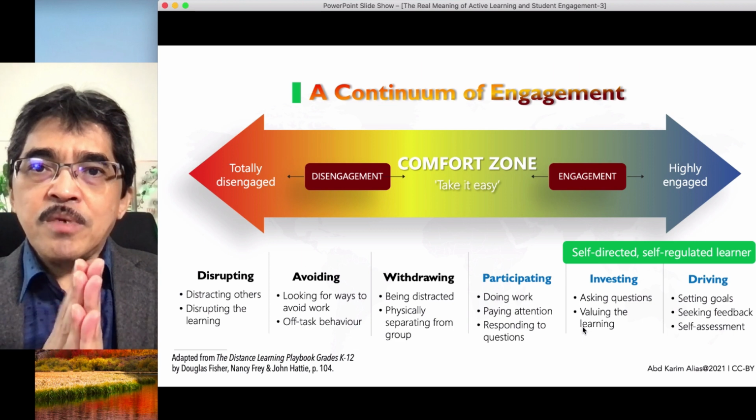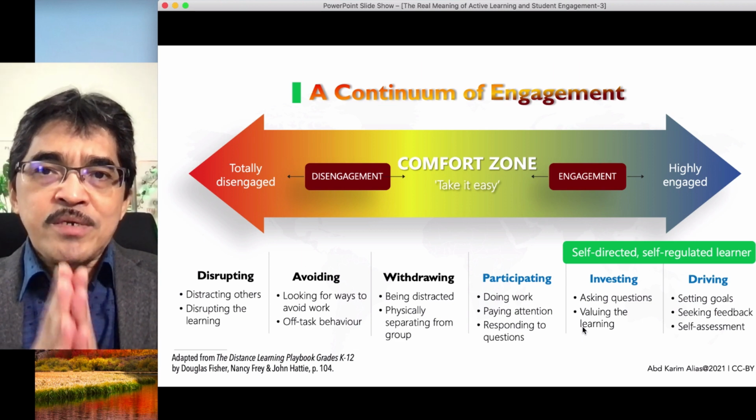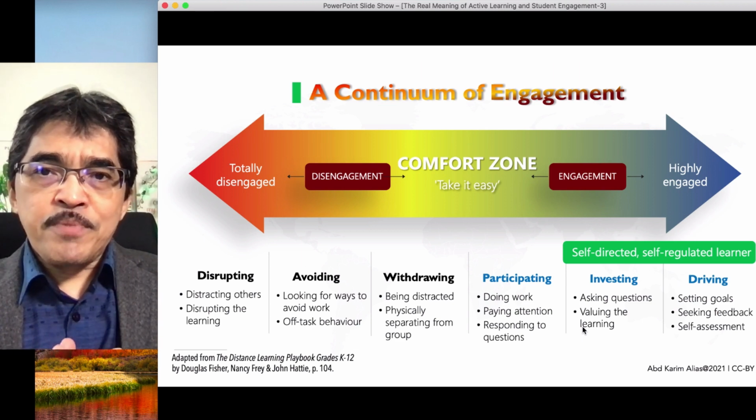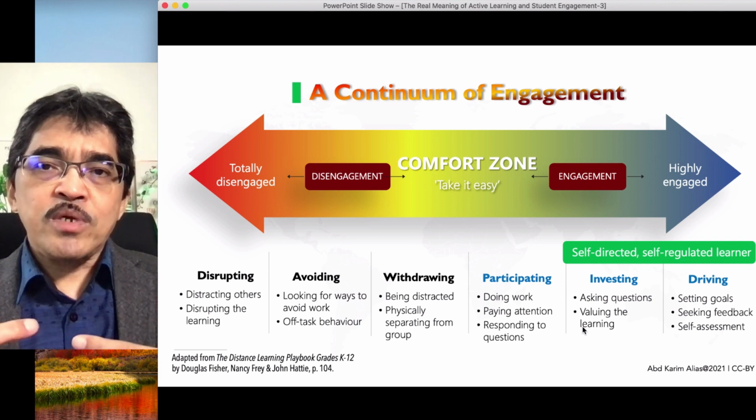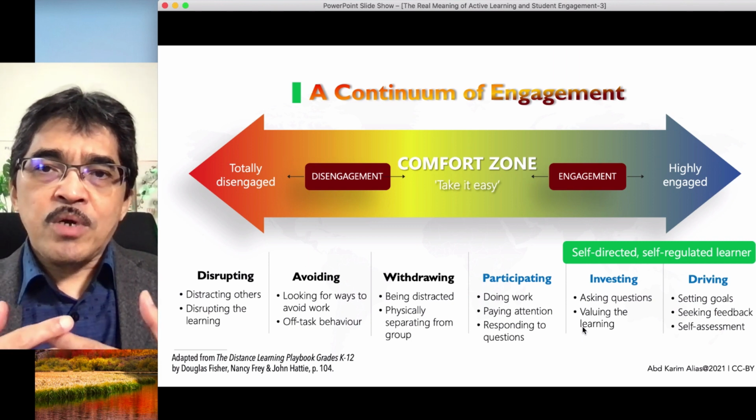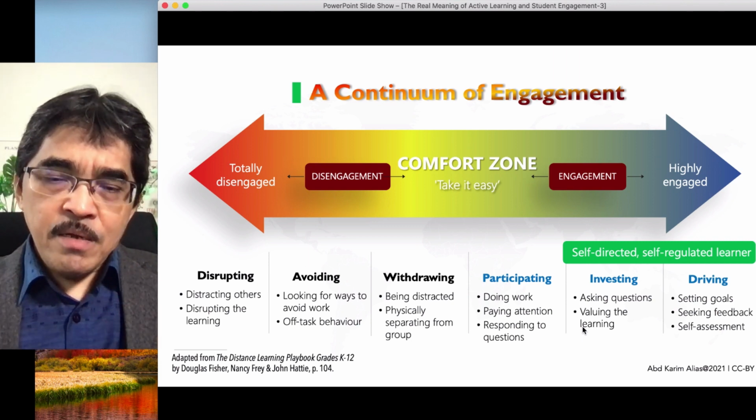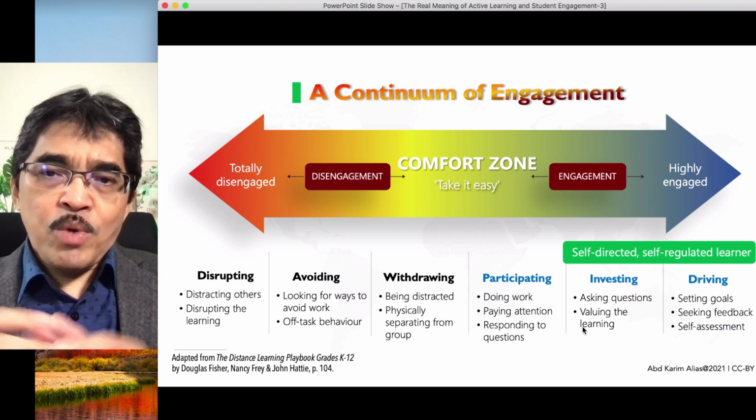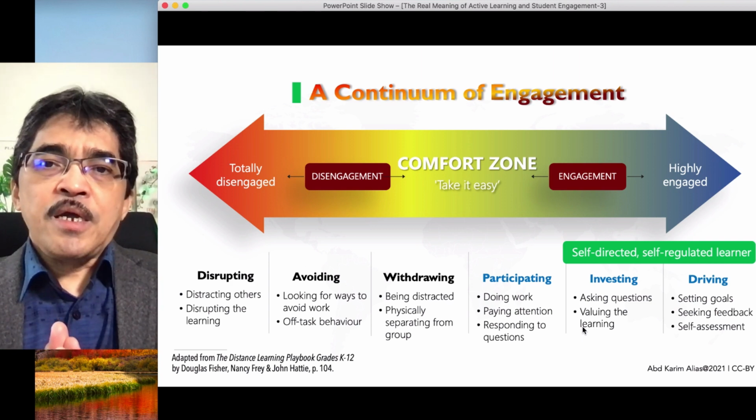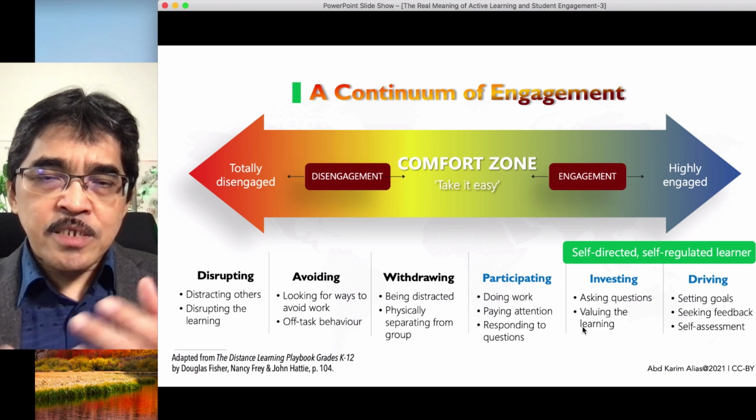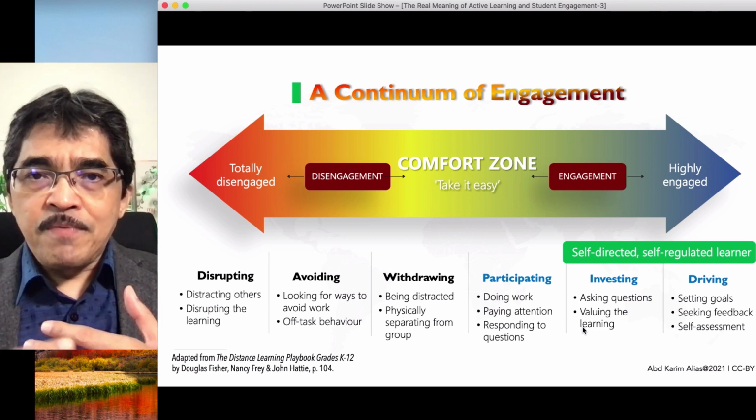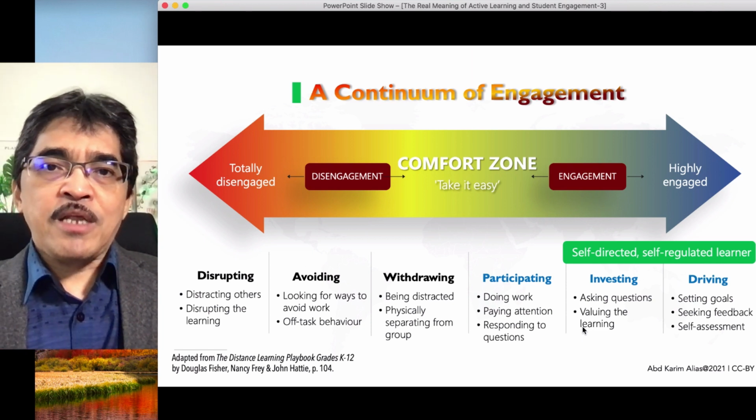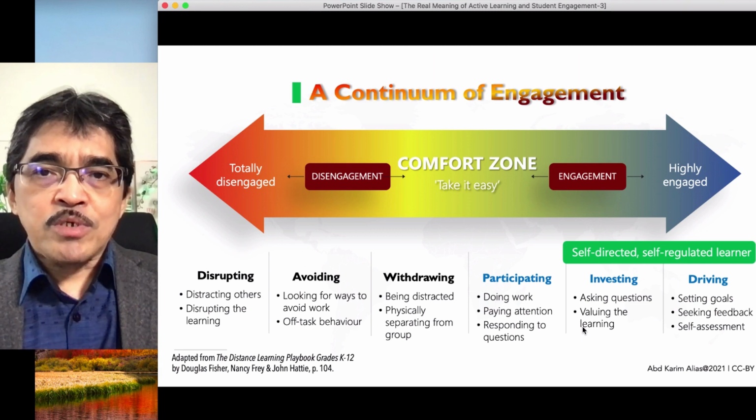So that's all for now, a continuum of engagement, to understand how we approach and get students to engage in our classroom. And once we have understood this, it's easier for us to start designing what kind of learning activities and strategies we can use to engage our students.